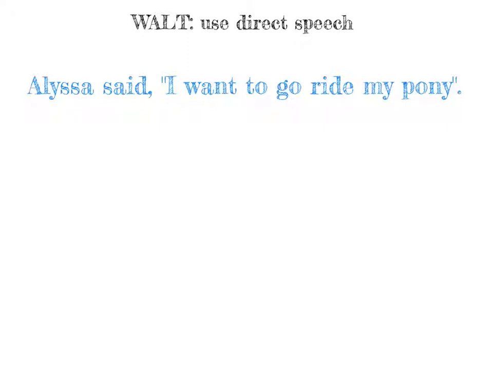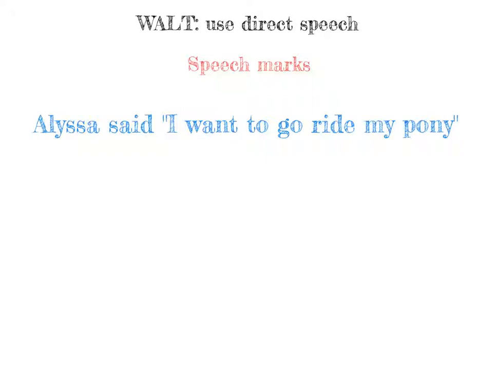The first thing we notice, and we already know, is that we have speech marks around the words that Alyssa's saying, but we can see some other punctuation that's been added in there as well. I can see that there's a full stop at the end, and I can also see that there's a comma here. So over the next slides, we're going to talk about those kinds of punctuation: where you put speech marks, where you put full stops or ending punctuation, and when you should put commas in a sentence with direct speech. So first up, we'll start with speech marks.